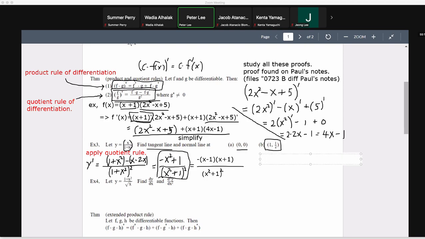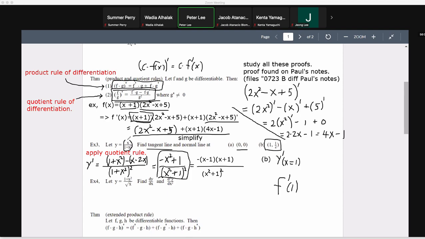What is part B? So that's the point right there, 1 comma half. And in order to find the tangent line, we need y prime at x equals 1. By the way, when you have y prime here, of course, we can call it f prime at 1 if you like. But here, since we call it y prime, sometimes we write it this way: y prime evaluated at x equals 1. Of course, that is the same thing as f prime at 1.